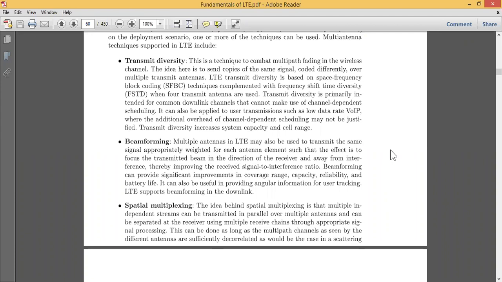What do we mean by the cell range? The cell appears as a hexagonal cell, right? So automatically your cell range is expanded, the cell range is increased. It means that if the cell range increases, the capacity is also increasing.